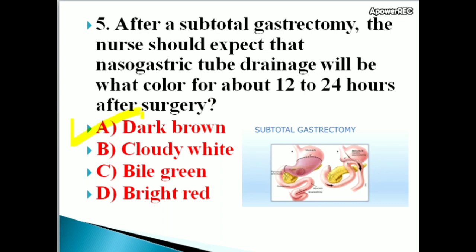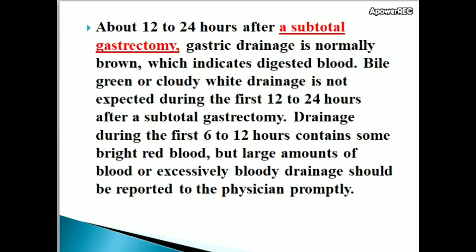So after a subtotal gastrectomy, the nurse should expect that nasogastric tube drainage will be what color for about 12 to 24 hours after surgery? So you have to see the timings. This timing is very important. After 12 to 24 hours, dark brown. About 12 to 24 hours after a subtotal gastrectomy, gastric drainage is normally brown, which indicates digested blood.